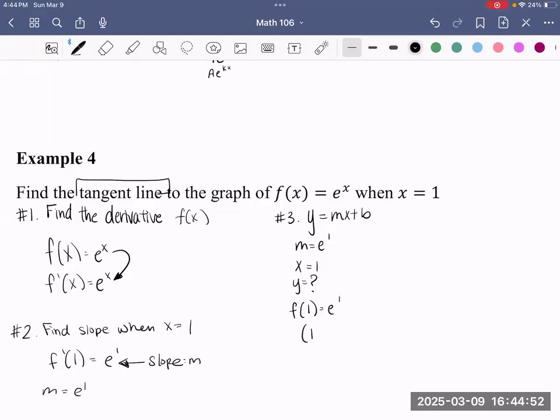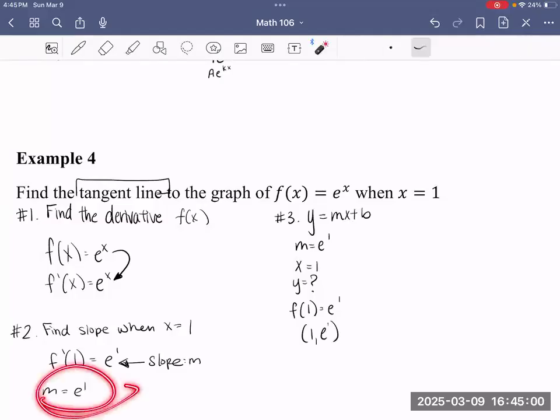So we have the point 1, e to the first. You have your slope of e to the first, right? I know it's a lot of e's to the first power, but one is your slope, the other is your point, and now we get to go ahead and plug it in. Now we're not going to be using e as 2.72-ish, right? We kind of act like we do with pi, so we just work it in.